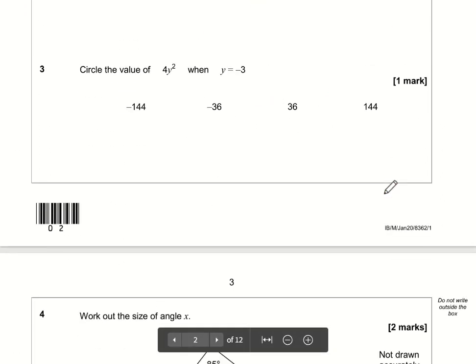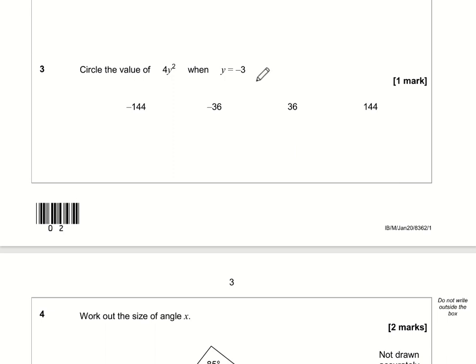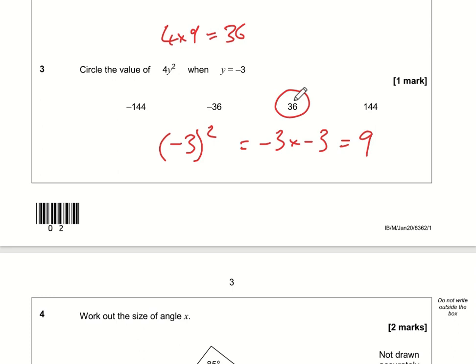Question number 3, circle the value of 4y squared when y is -3. So what we need to do here is, well, if y is -3, then y squared is -3 squared. Now -3 squared is -3 times by -3, and a negative times a negative is a positive. So y squared is 9. So here we've got 4y squared, so that's going to be 4 times by 9, and 4 9s are 36, which is the third answer.